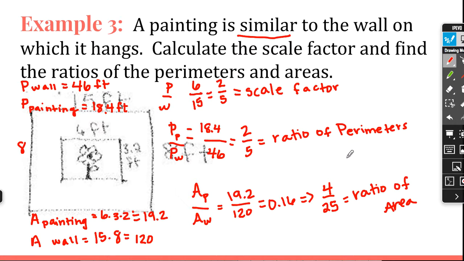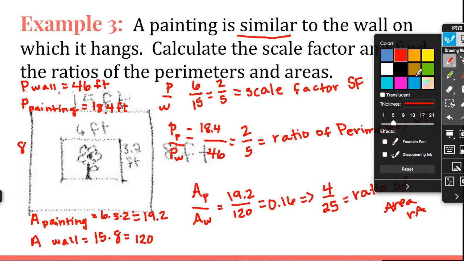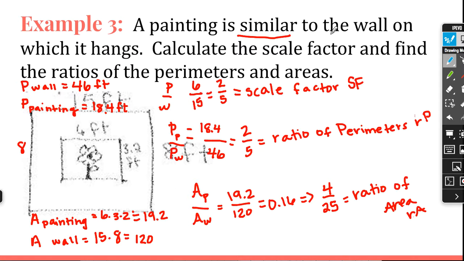All right. So let's come up with a connection. We'll say scale factor, ratio of perimeters, and ratio of areas. I want to use lowercase r's though. All right, so what we found right here in between these two is that our scale factor is the same as the ratio of our perimeters. So scale factor equals the ratio of the perimeters.